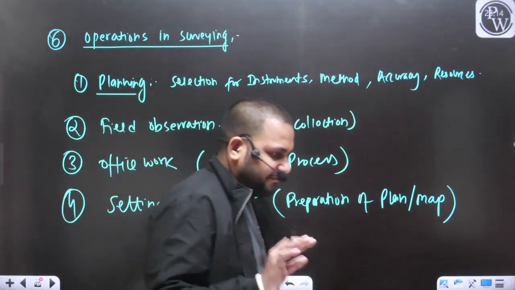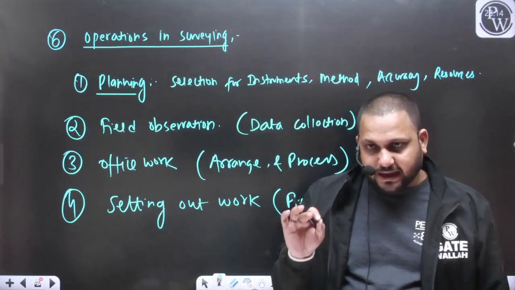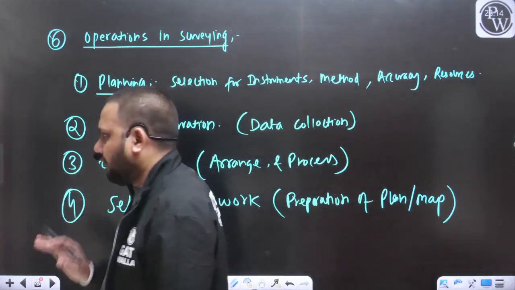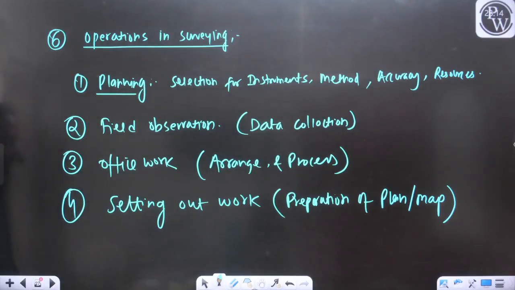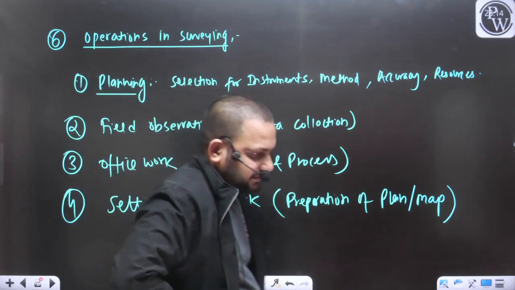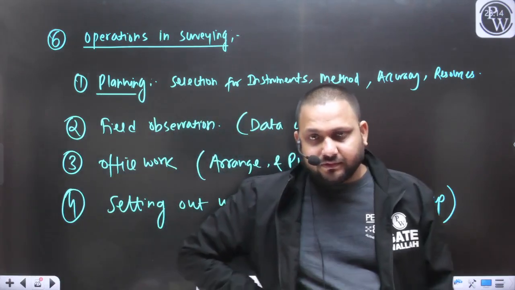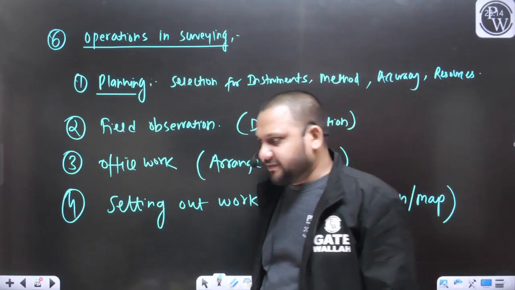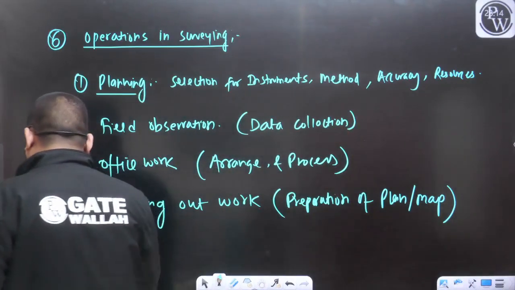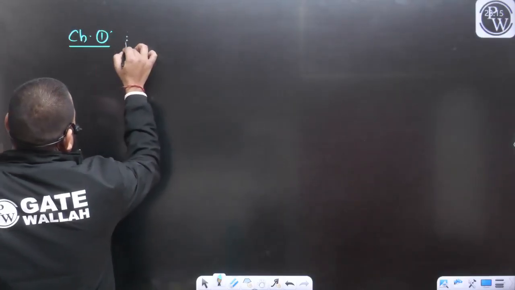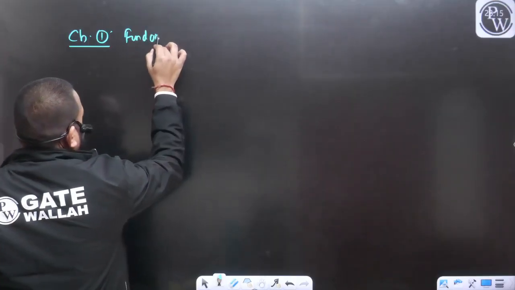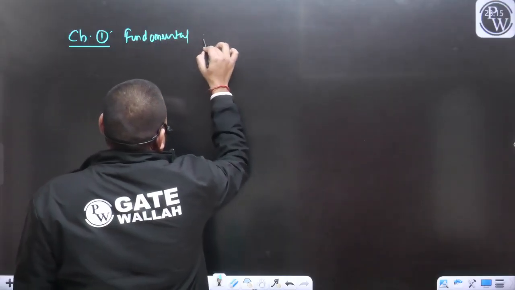If anyone has any doubt or any query till now, whatever I have discussed, you can ask your doubt. So these are the various operations that are involved in surveying. So in this way, beta, we have completed chapter number 1. And chapter number 1 was the fundamentals of surveying.